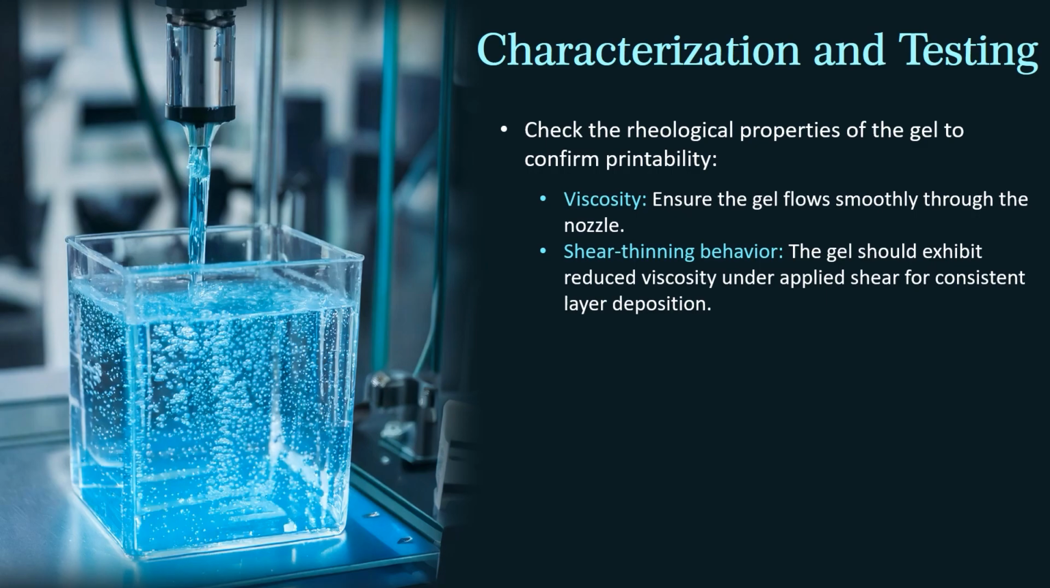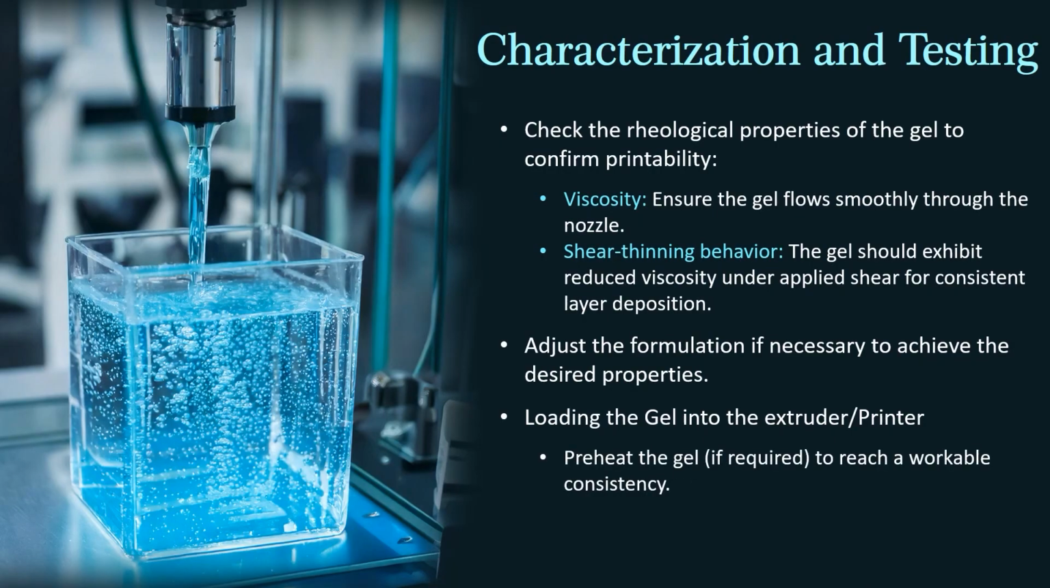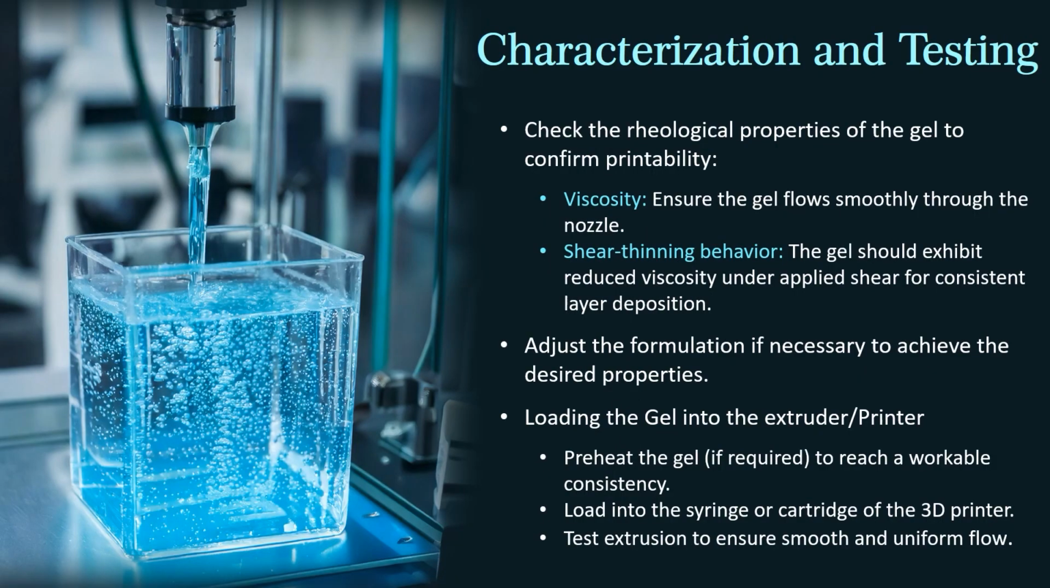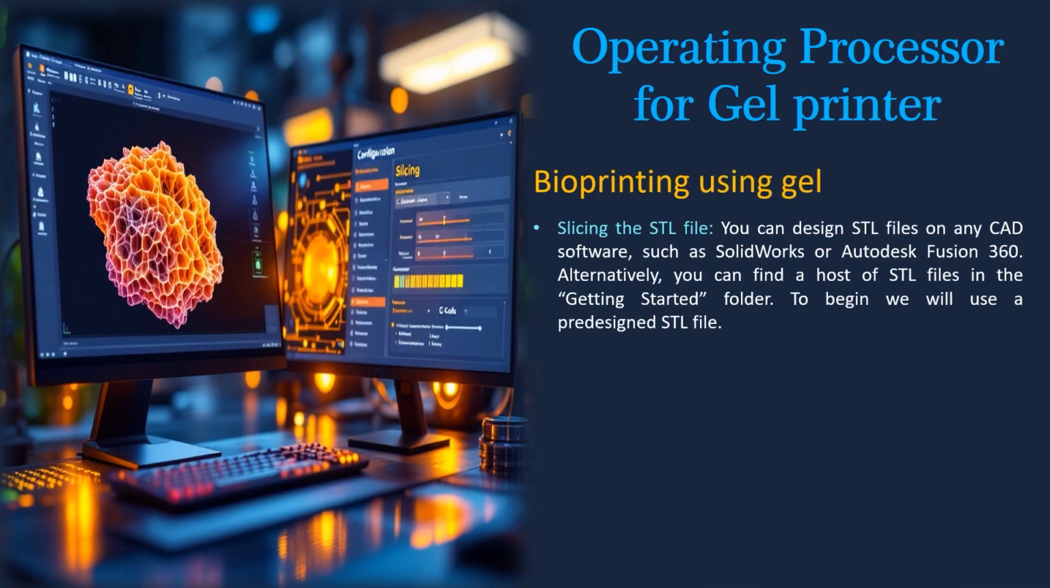Then based upon these basic tests, we adjust the formulation if necessary, and then we load this gel into the extruder or printer, which again has some steps like preheating the gel as required on a case to case basis, loading into the syringe or the cartridge of the 3D printer, and then testing the extrusion to ensure smooth and uniform flow. As regards the operating procedure for the gel printer, in a similar way we go for the STL file generation.